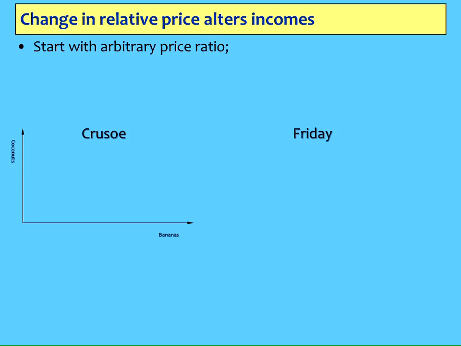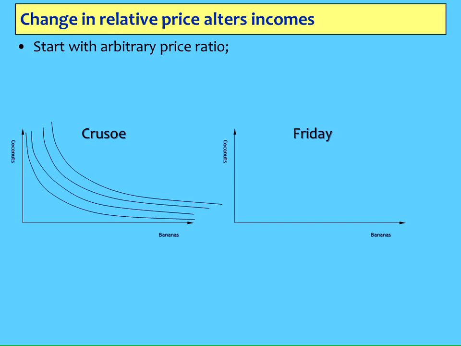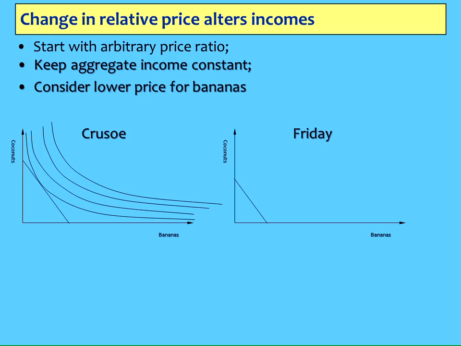Here's the coconuts versus bananas demand for both of them. There's Crusoe's indifference curves. There's the budget line for both of them. And I'm going to keep aggregate income constant, so there's no change in the number of coconuts or the number of bananas on the island. That's remaining constant. And you consider a lower price for bananas. What's going to happen? Well, the lower price for bananas, you flatten the slope of the curve.